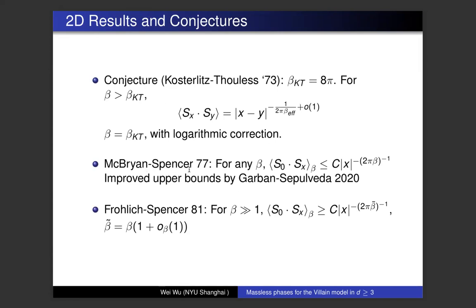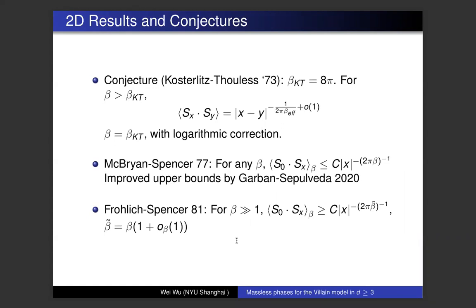So McBride and Spencer obtained an upper bound, which is this Gaussian upper bound. This is what you would expect from the spin wave calculation, exactly this exponent. And this bound was improved last December by Garban and Sepulveda. What they can do is add a correction to this Gaussian power term. So you get something which decays strictly faster than what you have for a Gaussian free field.